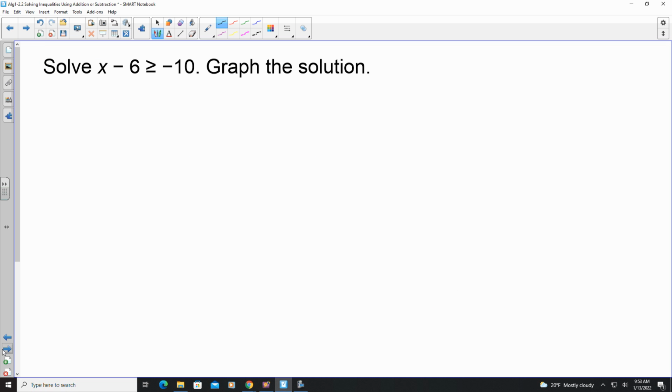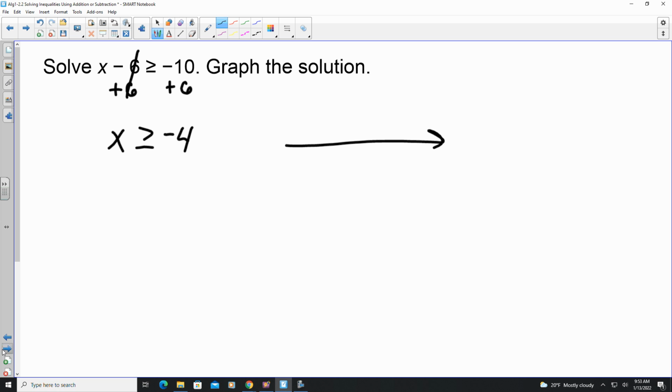So in this particular example, we have x minus 6 is greater than or equal to negative 10, and it's asking us to graph it. So this is where we're going to utilize this addition property because we have the minus 6. That means we're going to add 6 to both sides. What that'll do is it gets rid of that minus 6 on the left side, which just leaves me with a variable of x, and I have greater than or equal to negative 4.